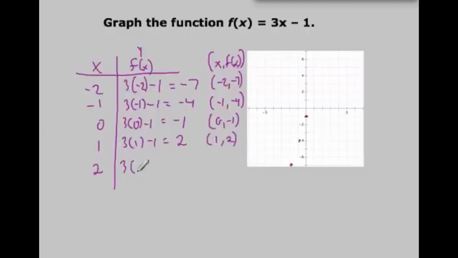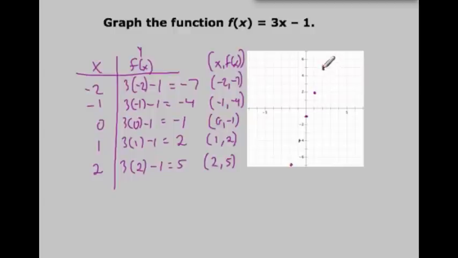And now I'll write down my rule again, plug in my value of 2. 6 minus 1 is 5. So my last ordered pair is an input of 2, an output of 5. Let me graph these last two. We got 1 and 2. We have 2 and 5.